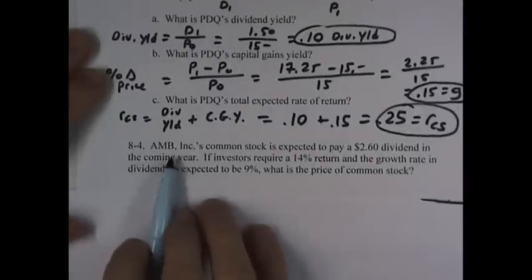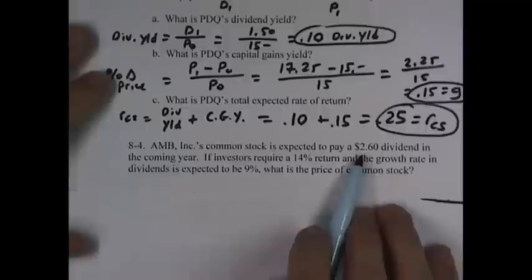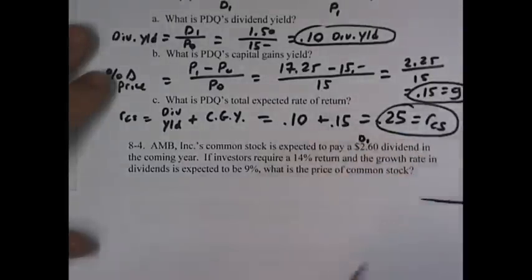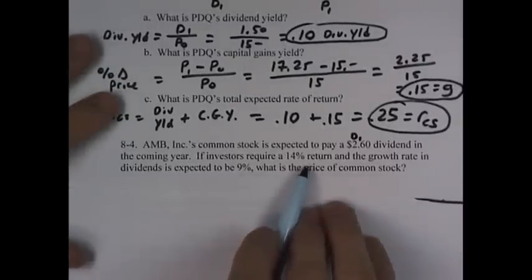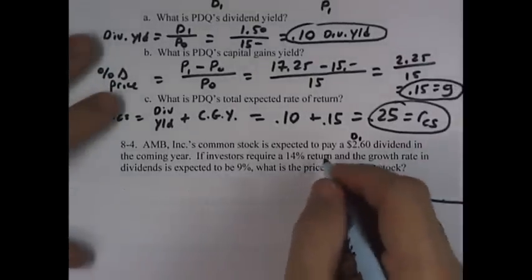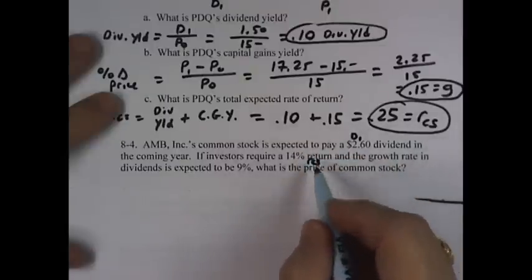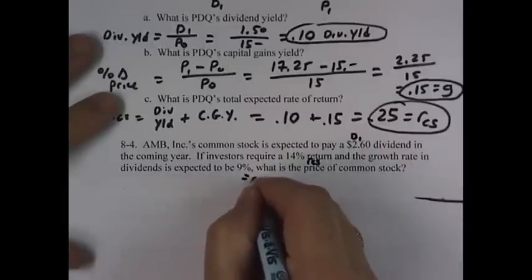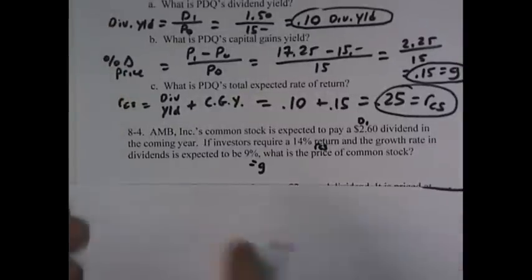Problem 8.4 says AMB Incorporated's common stock is expected to pay a $2.60 dividend in the coming year. That is D1. If investors require a 14% return, that is your total return, RCS, return on common stock, 14%, and the growth rate in dividends is expected to be 9%, what is the price of the common stock?